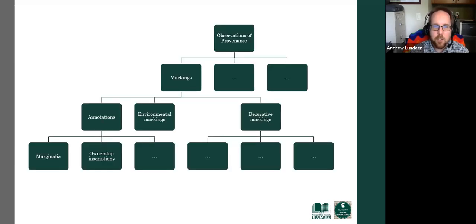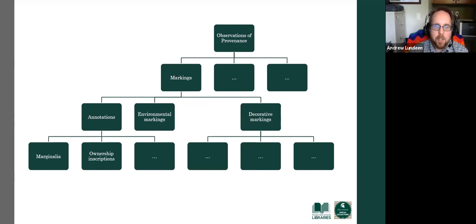And of course, top down is just the reverse of this. You start from the broadest categories in logical space and try to fill them in with specific examples. We very well could have said, well, markings are one way that a book could bear provenance evidence. What are some examples of markings? One way to mark up a book would be to write something in it, to annotate it.